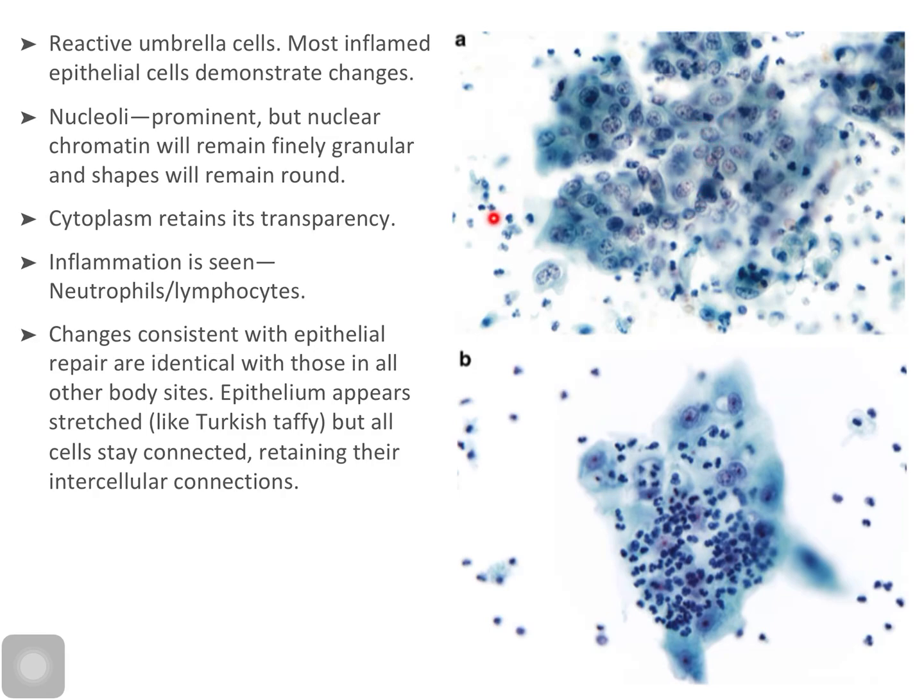Inflammation is seen in the form of neutrophils as well as lymphocytes. Changes consistent with epithelial repair are identical with those in all other body sites. Epithelium appears stretched, but all cells stay connected, retaining their intercellular connections. Here we can see all the cells are together, which implies that they have all retained the intercellular connectivity.